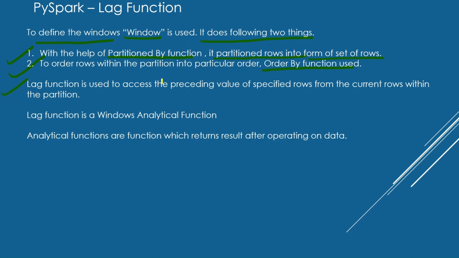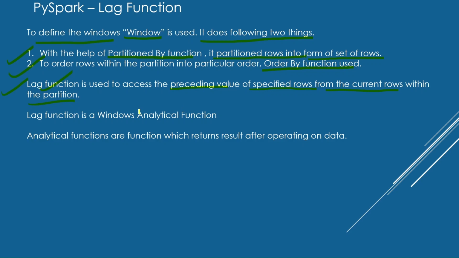Let's discuss the lag function. The lag function is generally used to access the preceding value of a specified row from the current row within the partition. What does it mean? There is a partition which we have defined with the help of a window function. There is a row, and if you want to fetch the value of the preceding row, then we use this lag function.